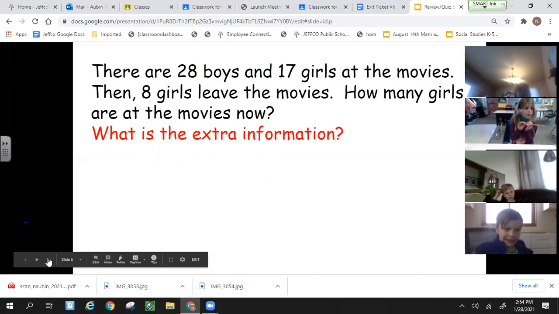You need to write the extra information. What's extra, Max? What's the extra information that we don't need? And then you can solve it. Show me the equation you used to get that. Write the extra information. You're going to have to do the extra information on your test today. So make sure you write it.